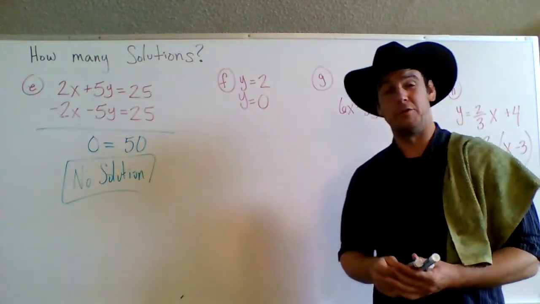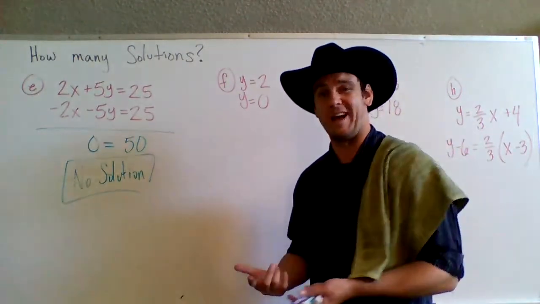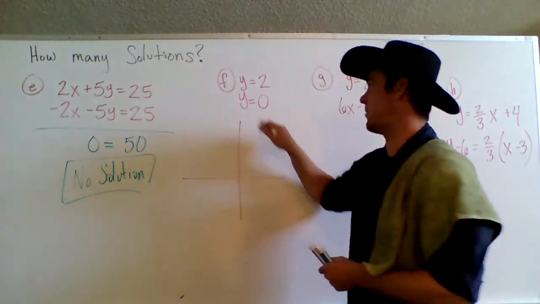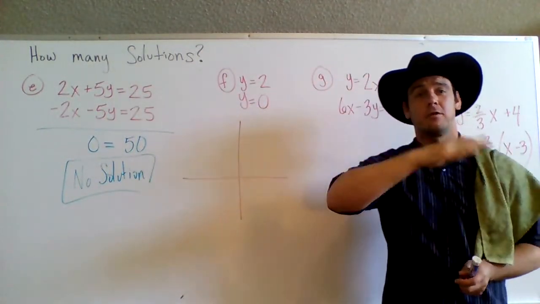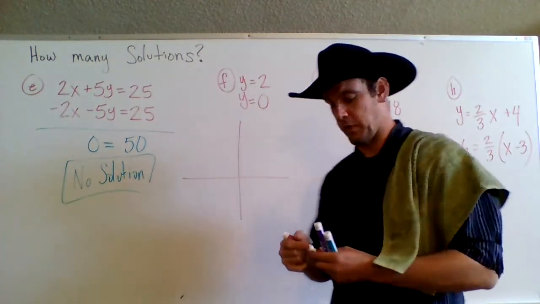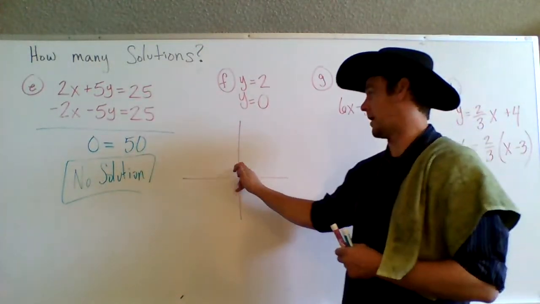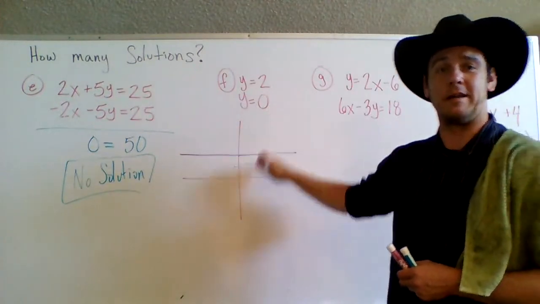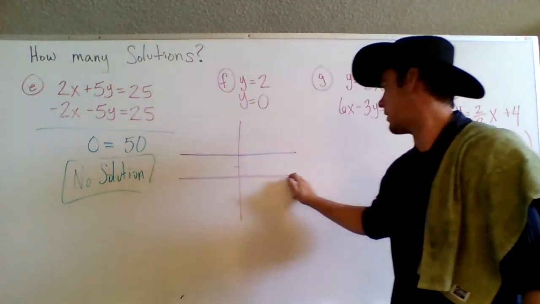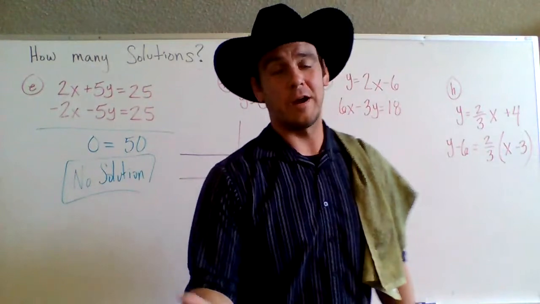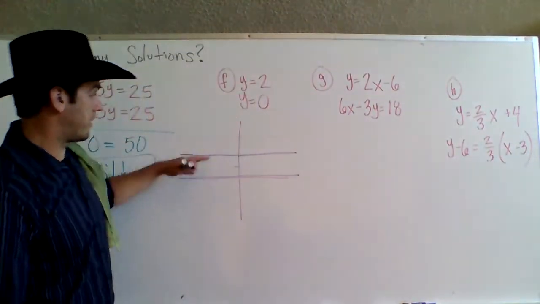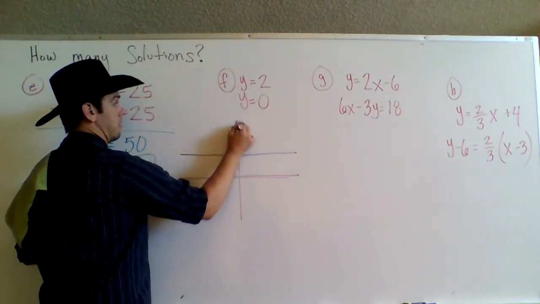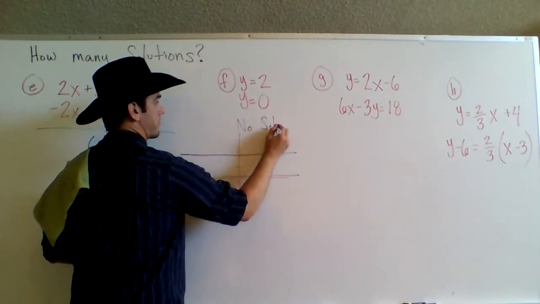Here you have y equals 2, y equals 0. Think about what these lines look like. Okay, or I should say, if you have y equals a number, isn't that a horizontal line? So we have a horizontal line at y equals 2. We have a horizontal line at y equals 0. Horizontal lines are parallel to each other. If they're parallel to each other, they're never going to intersect. Okay, so we're going to say that is no solution.